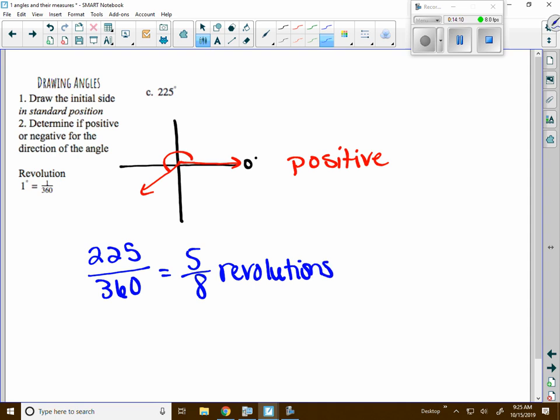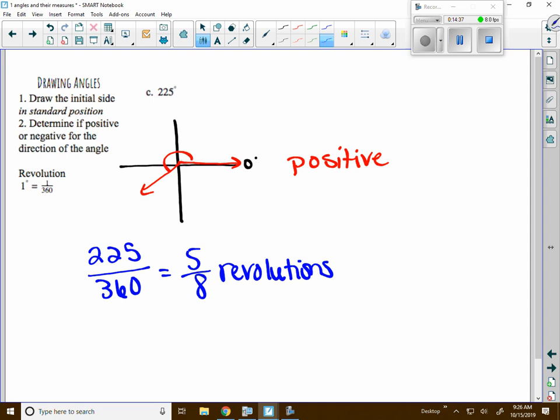Okay, it should be somewhere close to where I drew my angle, and we're not getting real technical here with the 225 and it being perfectly over here. But that's roughly what it should look like. Definitely positive because it went up. And then if you reduce that fraction, it should be 5/8 of a revolution. Questions, issues, concerns?